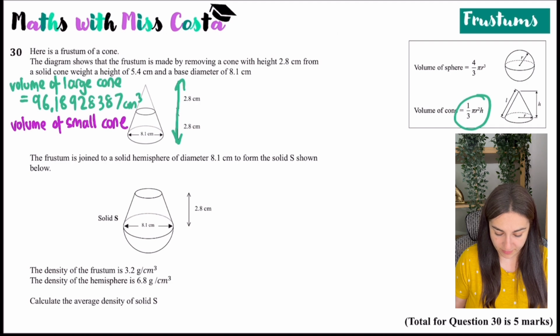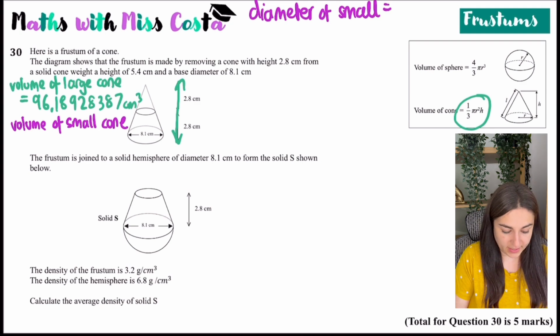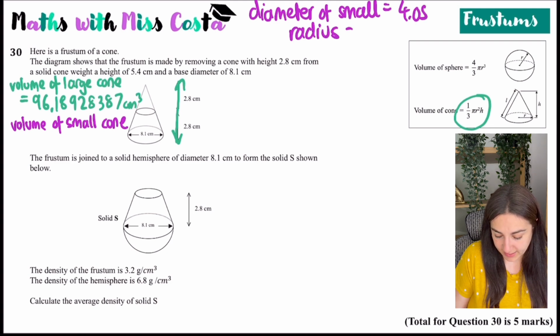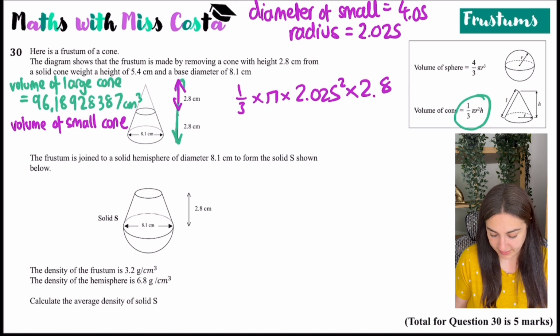So let's just write that out there. So diameter of small cone is going to be 8.1 divided by 2, which is 4.05. And I need to know the radius, so I'm going to have to divide that by 2 again. So that is 2.025. So to work out the volume of the small cone, I'm going to do a third times pi times 2.025 squared times the height, which is 2.8.